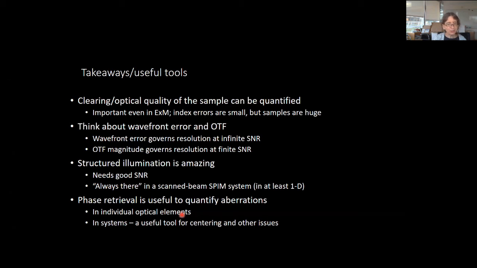Structured illumination is a really great tool, and I feel like it's sort of underused. And if you're doing any kind of scanned beam selective plane illumination microscopy, you always have it there. So if you're working with a co-localization problem that just needs a little bit more resolution, structured illumination might work for you. And finally, just because I think it's so useful, phase retrieval is a really useful way to understand your individual optics and your optical systems.